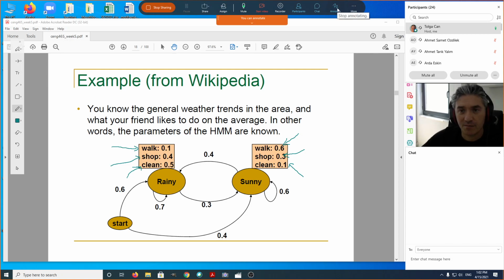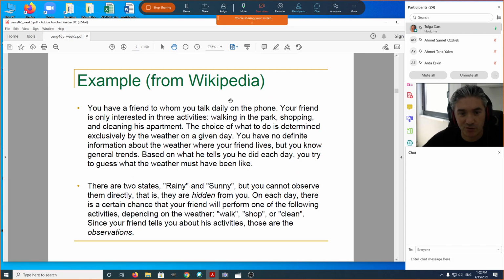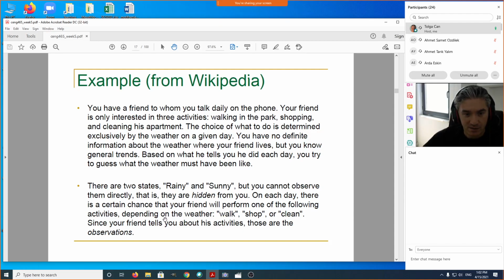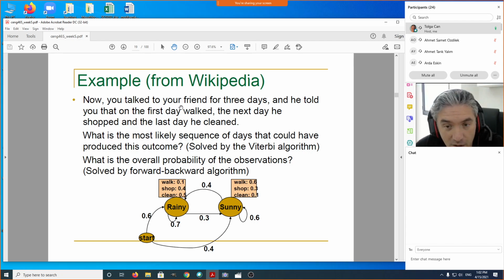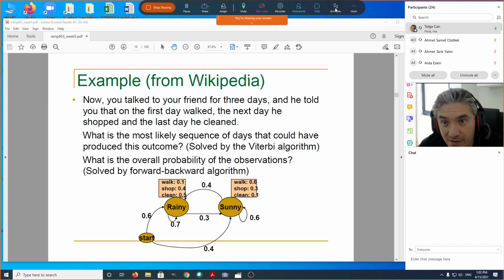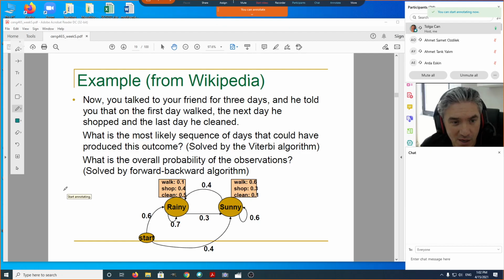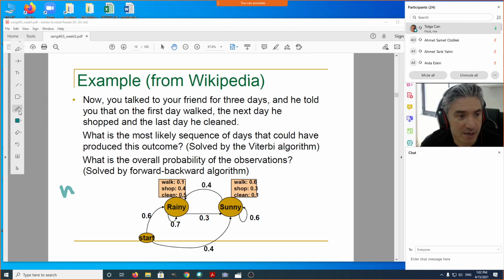Now, here is a problem that we'll try to answer. Okay, it's on the next slide. Imagine we have talked to our friend for 3 consecutive days, and he told us that the first day he walked, the next day he shopped, and the last day he cleaned. So this is our observation: walk, shop, and clean. Okay, I'm going to write it here. Walk, shop, and clean. So these are our observations.